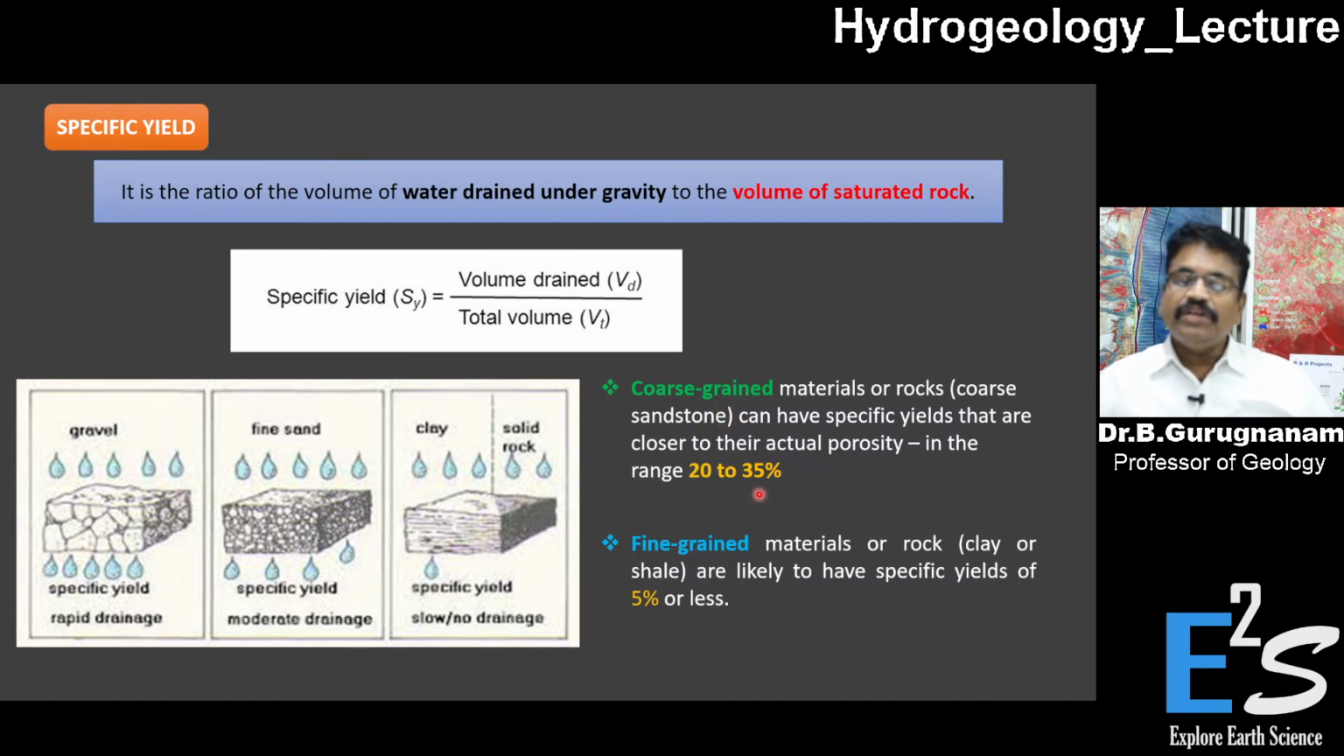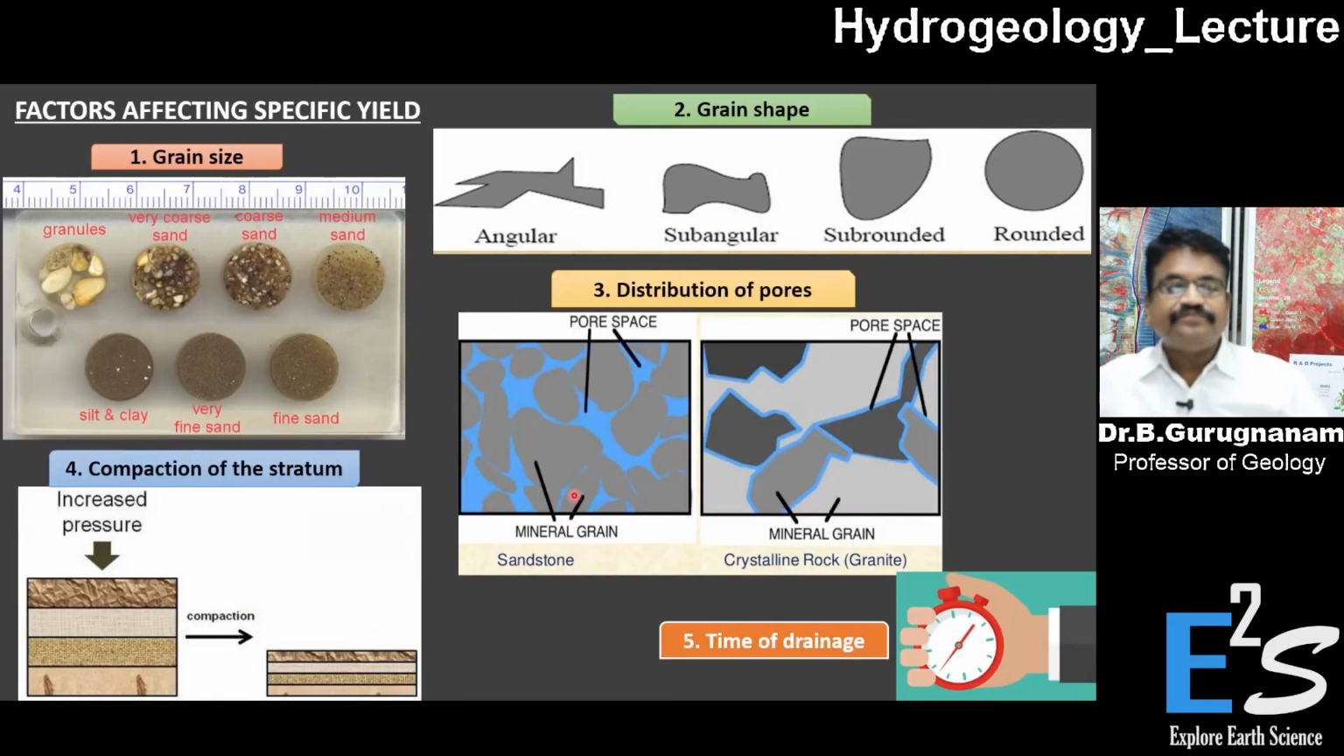It is between 20 to 35%. In fine grain, the specific yield is only 5%, or sometimes very less. If it is coarse sandstone, it can have specific yield closer to the actual porosity. Whatever the porosity, the porosity and the yield will be almost the same. If pore space is 40%, you will be able to get 35% as the yield. Here the material shale is likely to have a specific yield of only 5%, similar to that.